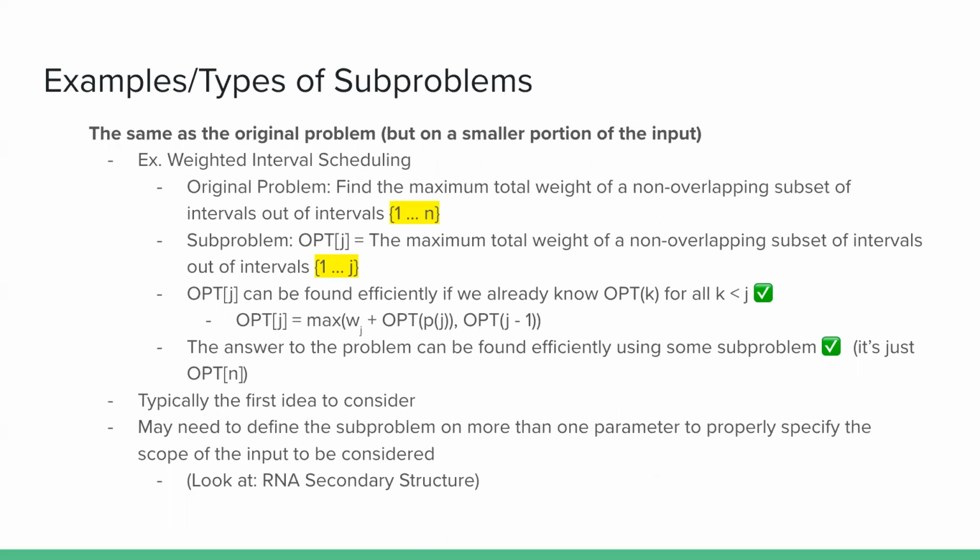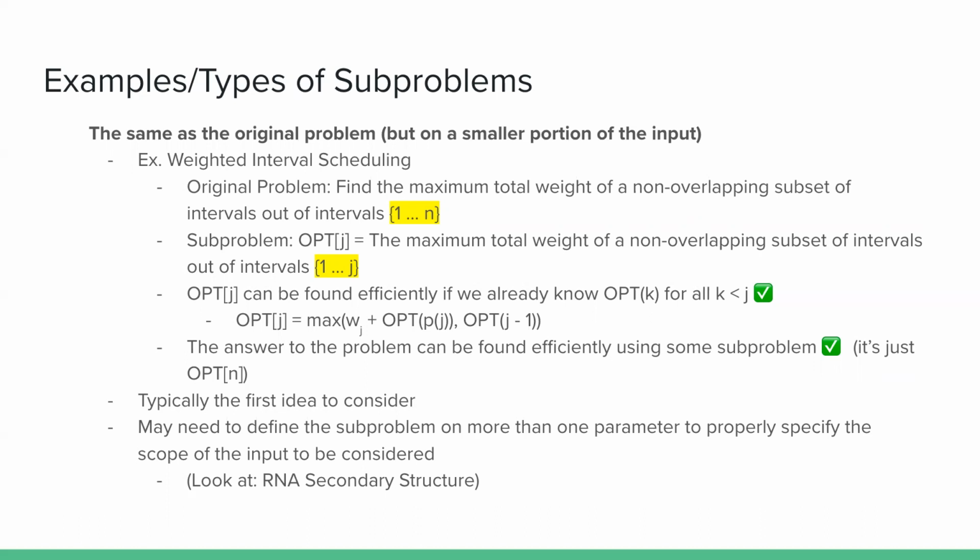Here's an example using weighted interval scheduling. The original problem is to find the maximum total weight of a non-overlapping subset of the intervals. As opposed to the greedy interval scheduling problem, this one is asking us to maximize the weight because each interval has some value. And the subproblem, opt of j, is the maximum total weight of a non-overlapping set of intervals out of the intervals going from 1 to j. That should be specified in your DP problem, right? Not only does that help us understand your reasoning, but it also helps you then come up with a recurrence.